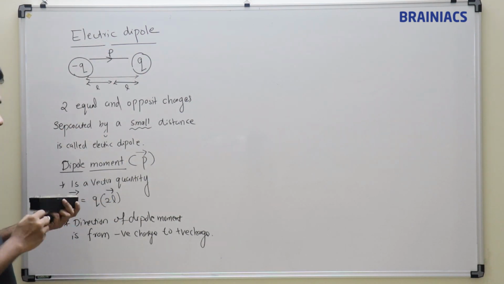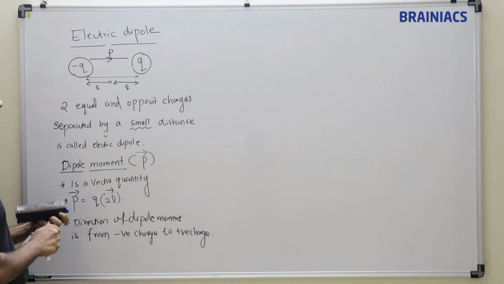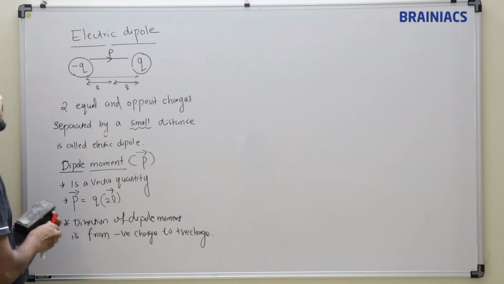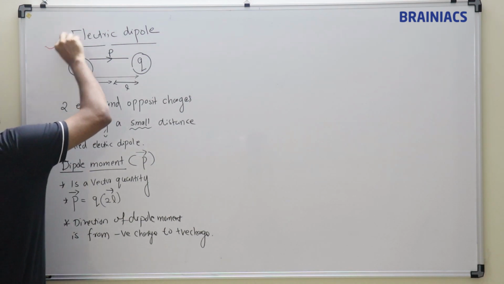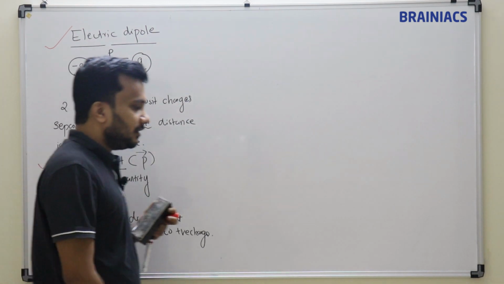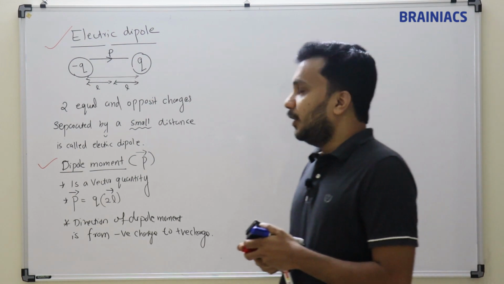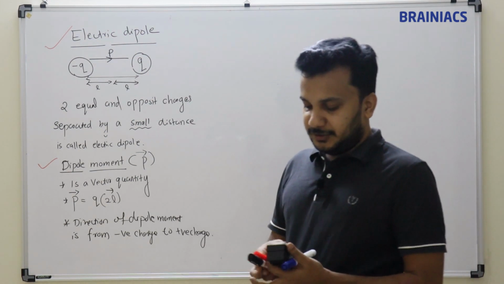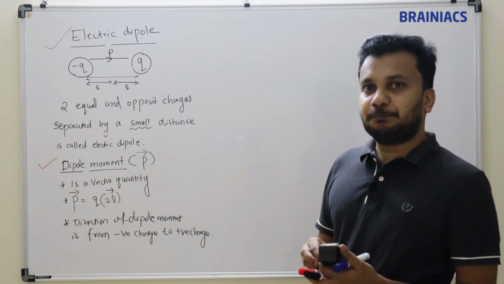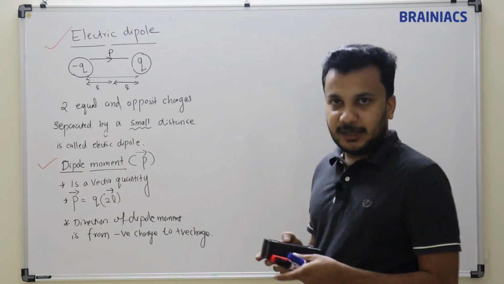One is called electric dipole and another one is called electric dipole moment. Electric dipole is just a definition, which means it consists of two equal and opposite charges separated by a distance, and another one is called electric dipole moment. Okay. Now we will go into three things we are going to learn with respect to electric dipole.